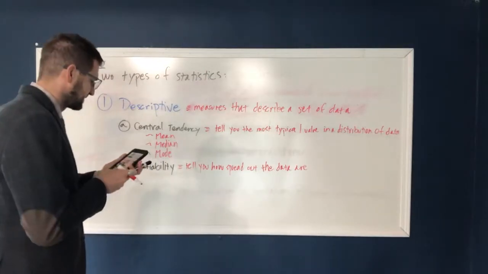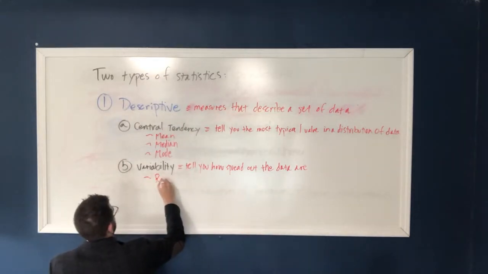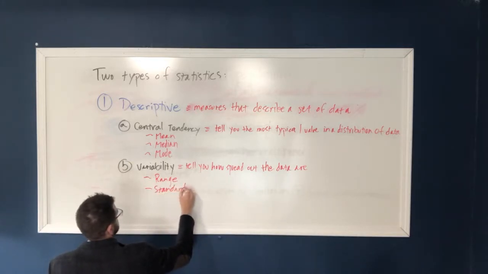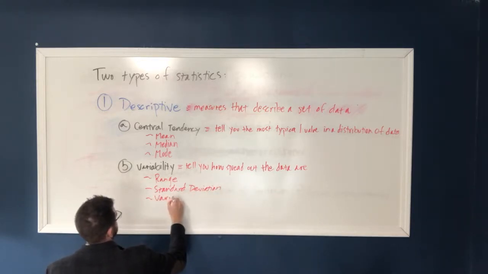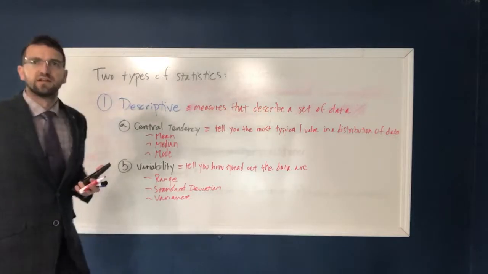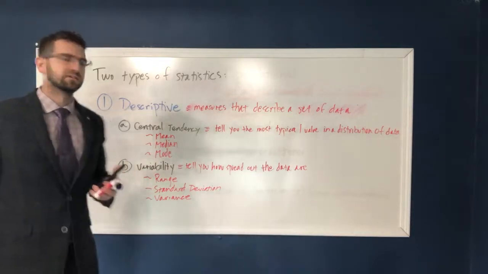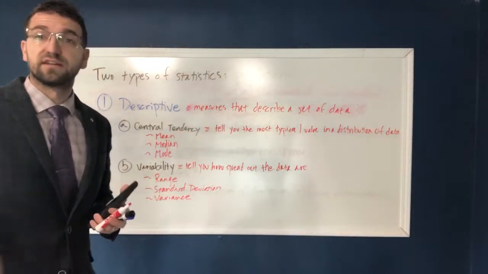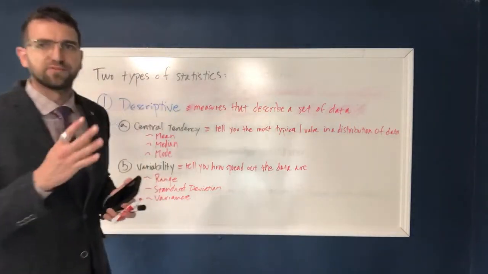So what are some measures of variability that you're probably familiar with? There's the range, which is simply your maximum value in the distribution of data minus your minimum value. There's the standard deviation, which is essentially your average deviation of scores from the mean. And then there's variance. So again, chapter 4, we're going to go over those.